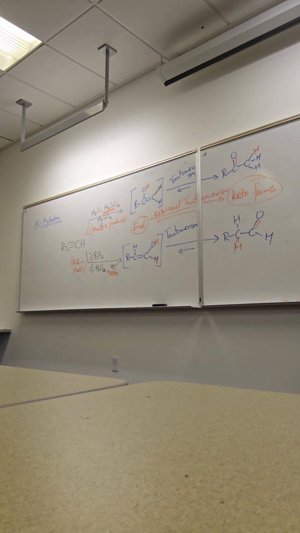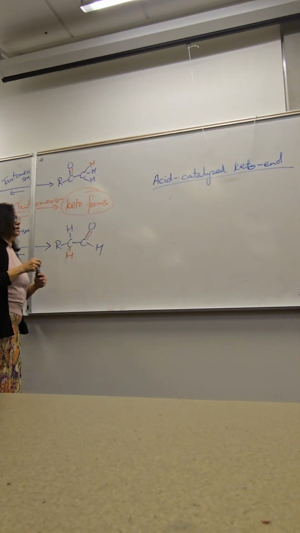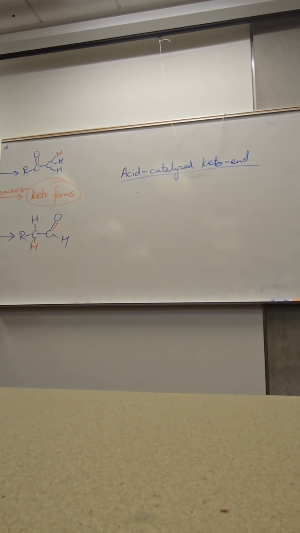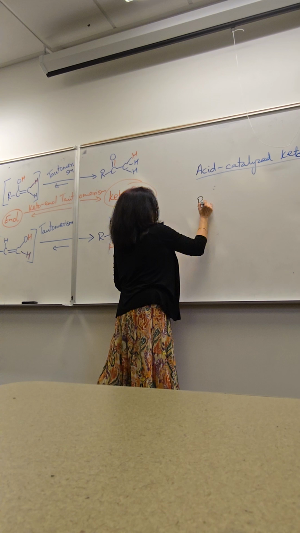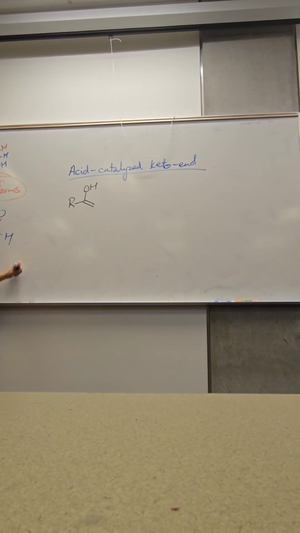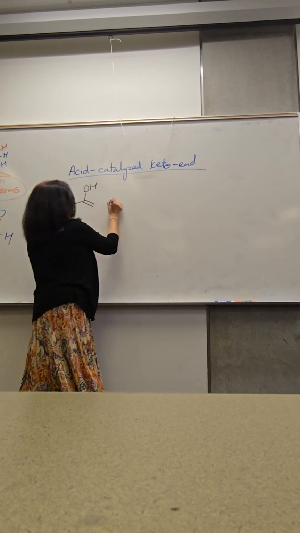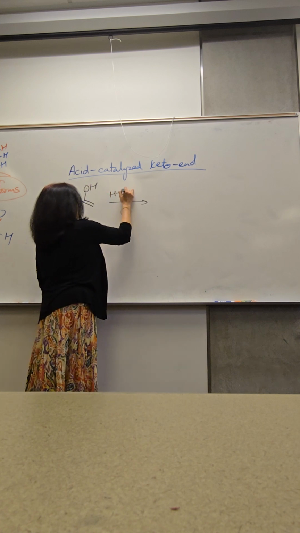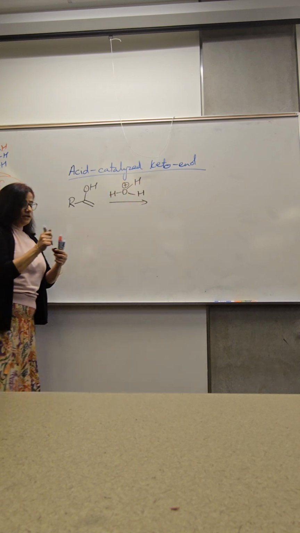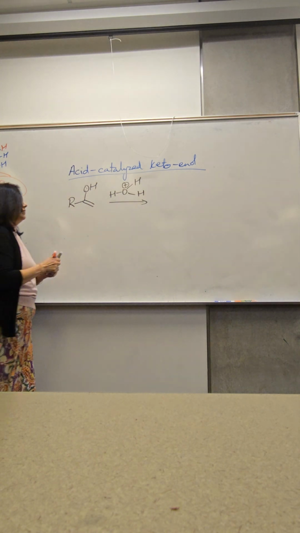keto-enol tautomerism. So let's take that example. We have the enol already, right? Through a Markovnikov hydration of an alkyne. But under acidic conditions, the double bond gets protonated.